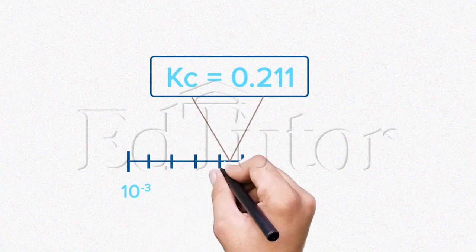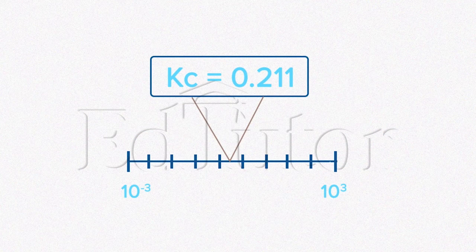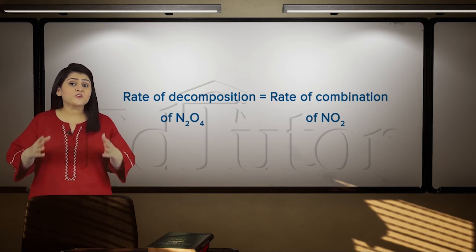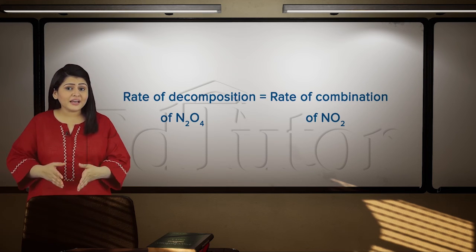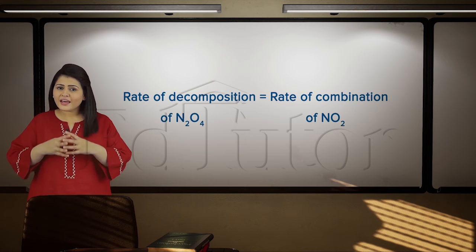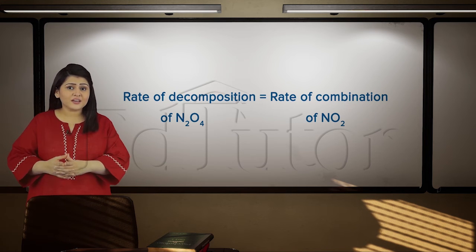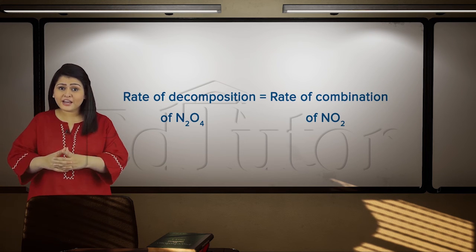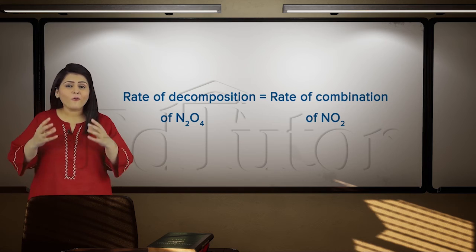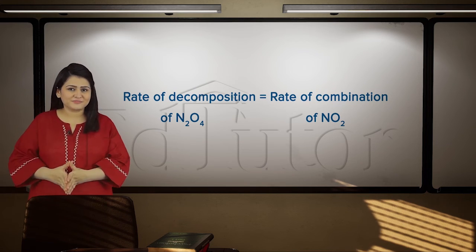In this specific situation, we can assume that the value of Kc lies between the range of 10 raised to the power -3 and 10 raised to the power 3. This means that the rates of decomposition of dinitrogen tetraoxide and the combination of nitrogen dioxide to form dinitrogen tetraoxide are almost comparable to each other.